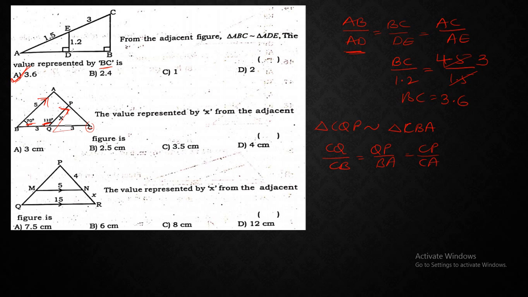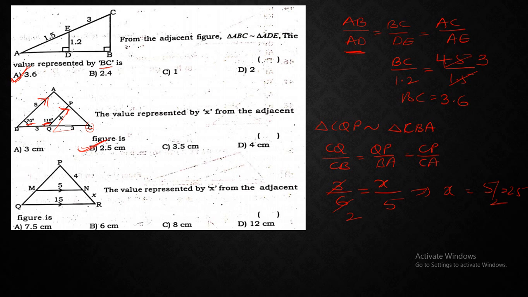So by using this relation, what are the values that we know? I know the CQ value, so CQ by CB is 6, and since I want the QP value, it is X by BA. BA is already 5. Using this relation, I can cancel 2 times. So from this X is equal to 5 divided by 2, which gives me 2.5. So the answer is 2.5.